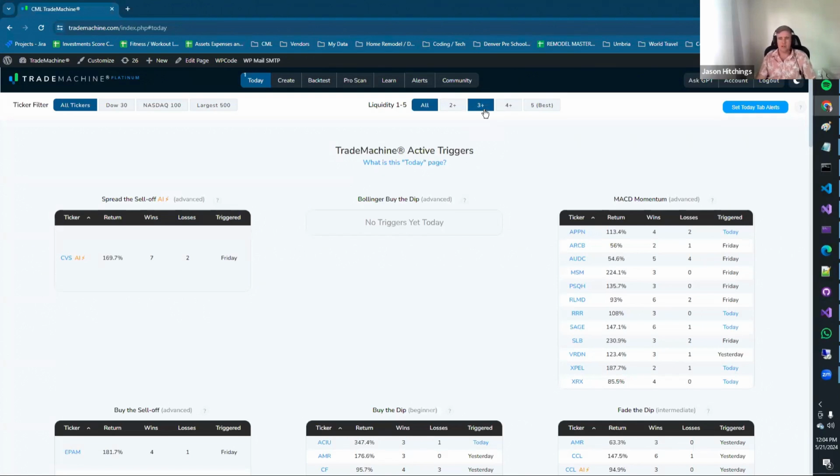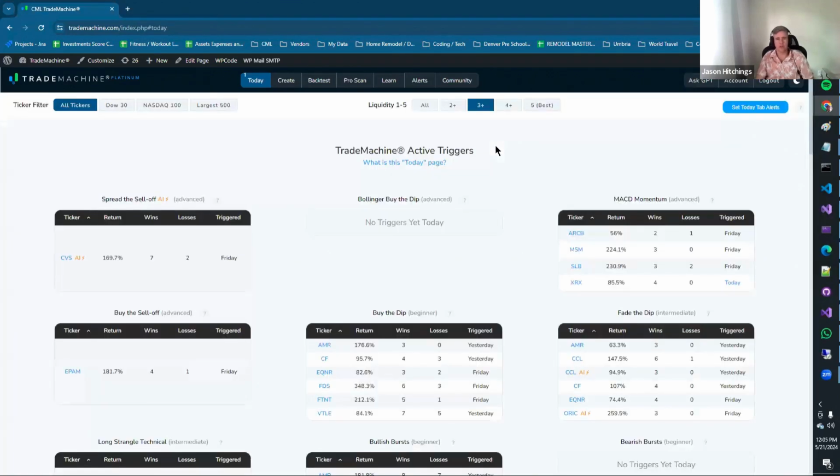3 plus is around the time that you're going to look at an option spread and say, okay, they might not be nickel-wide bid-ask spreads, but they're going to be tradable. If you go to 4 plus, it's also going to exclude any stocks that are trading below. So starting at a 3 plus or 4 plus is probably good, just to make sure that what you're looking at is nice and liquid.